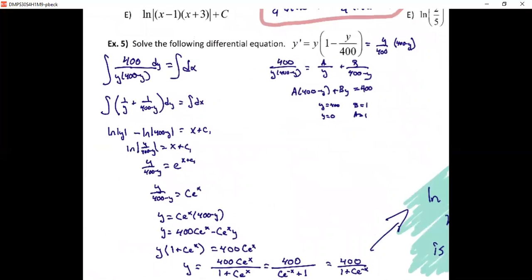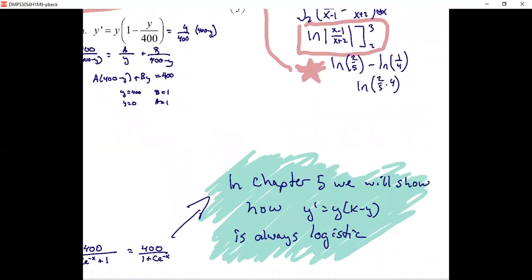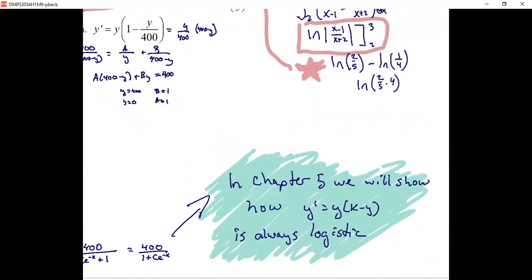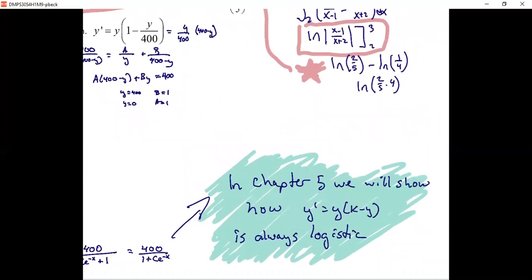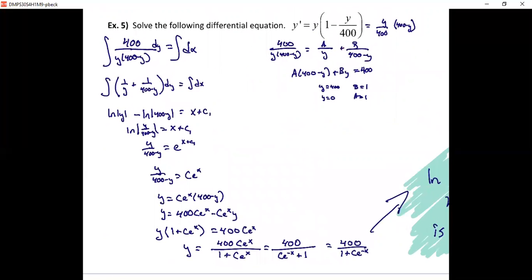Moving right along. For example number 5, this is something in chapter 5, if you notice my note here, we're going to show you how this is a logistic differential equation. So this logistic differential equation, right now I'm teaching the mechanics of this. That's one of the reasons why I like to do this before chapter 5, because then we get into the mechanics of how this differential equation works instead of saying, oh, by the way, this is logistic and you need to know it.